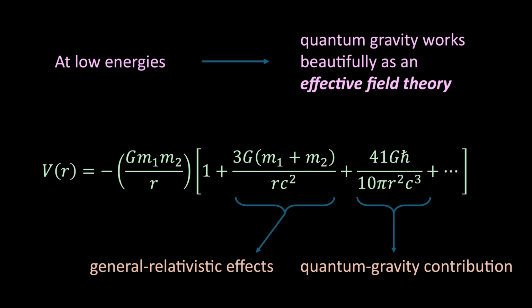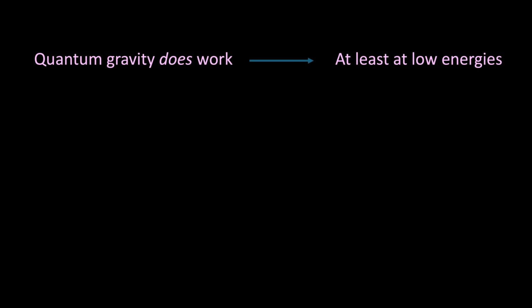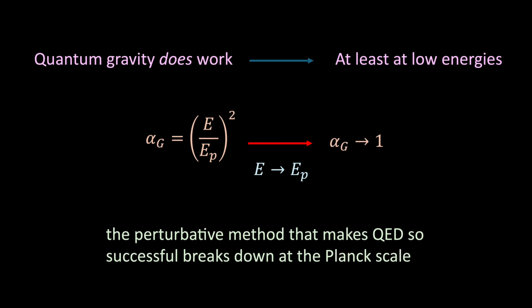These corrections are unimaginably small for ordinary masses, which is why they have not yet been measured experimentally, and why they are essentially unimportant at low energy scales. And so a clear and subtle picture emerges. Quantum gravity does work, well, at least at low energies, giving small testable corrections, but because the gravitational coupling grows with the square of the energy, the perturbative method that makes quantum electrodynamics so successful breaks down at the Planck scale. So what is this really telling us?